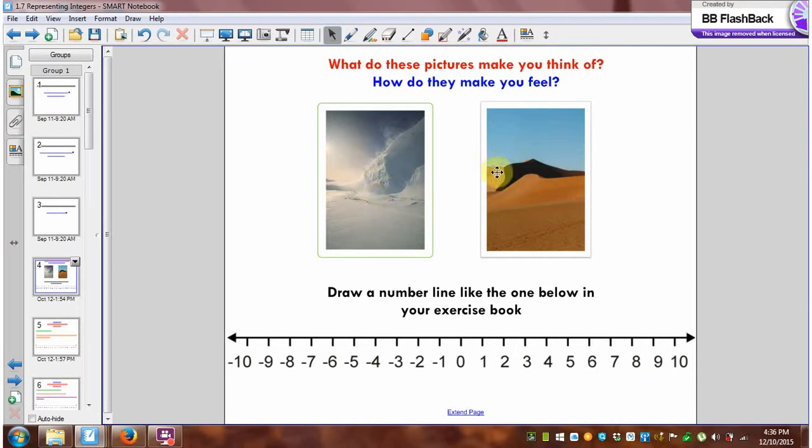These two pictures will come into play as we go through this, but just take a second now, pause if you need to. I want you to draw a number line like this one below in your exercise book. We'll be working a lot with the number line today, that's why we're starting with that. So pause until you have that written down. When you're ready, come on back.